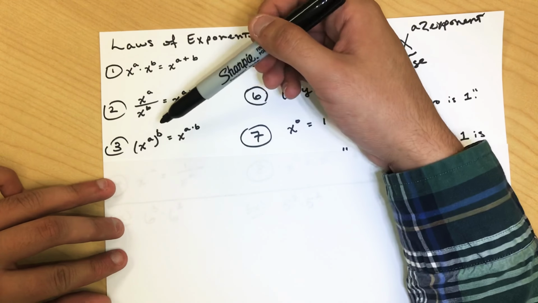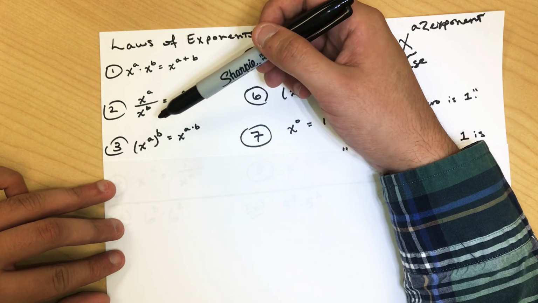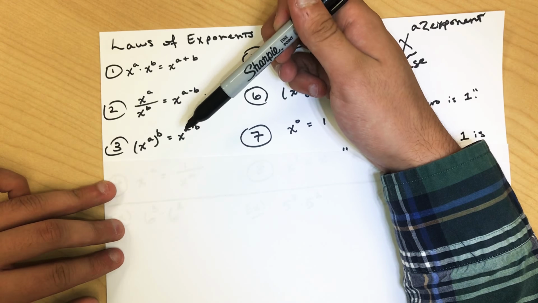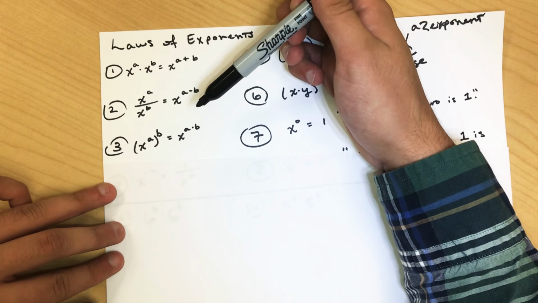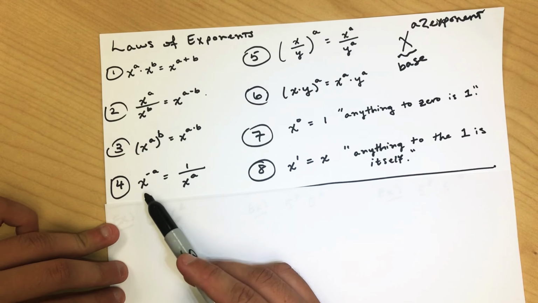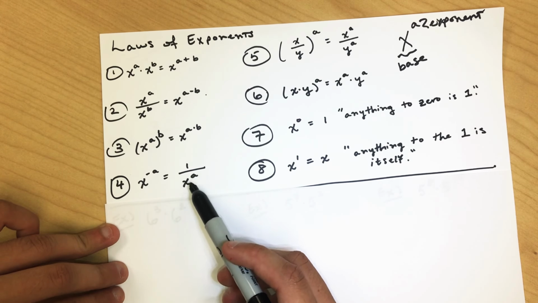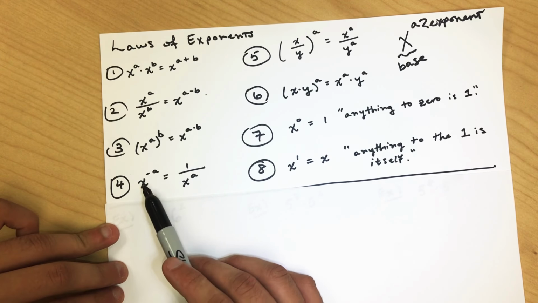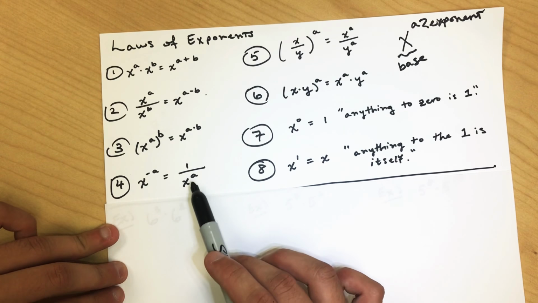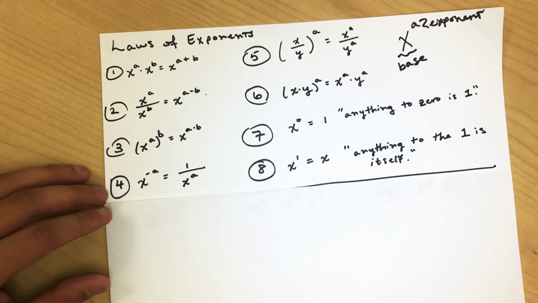Here we have this thing called power to a power, okay? So we have x to the a to the b, okay? When you have that, all you do is multiply them. So you get x to the a times b, all right? Number 4, the fourth law, says x to the negative a is just 1 over x to the positive a, okay? So if you have x to a negative number, you just do 1 over x to the positive of that number. That's how you get rid of the little negative, okay?